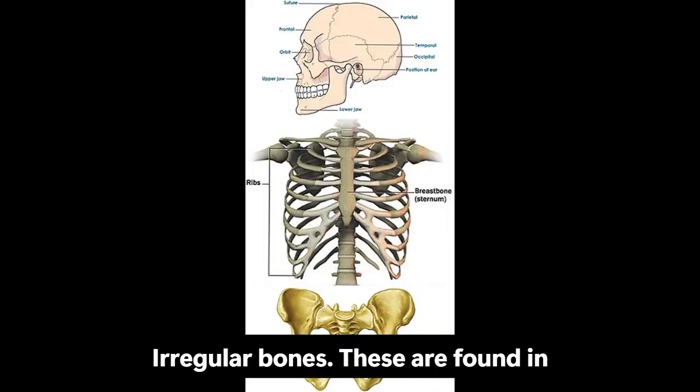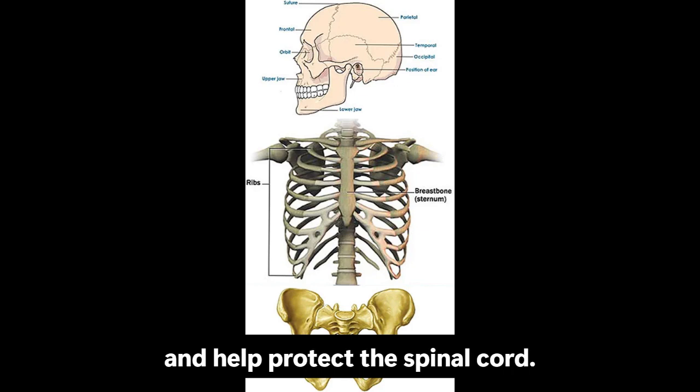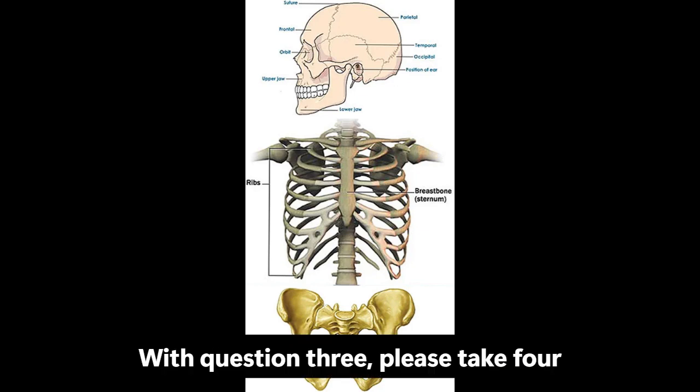Irregular bones. These are found in your spine. They have different shapes and help protect the spinal cord. With question 3, please take 4 different color pens and write down, with an arrow, L for long bones, S for short bones, F for flat bones, and I for irregular bones, and then label the cat skeleton, fish skeleton, and the frog skeleton.